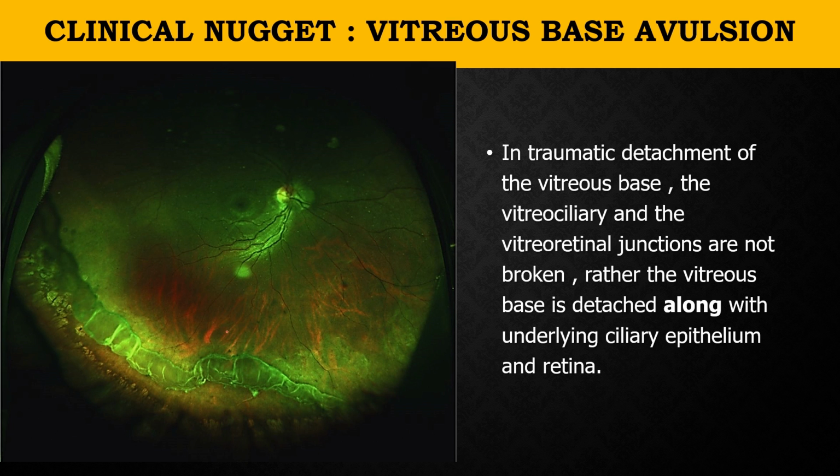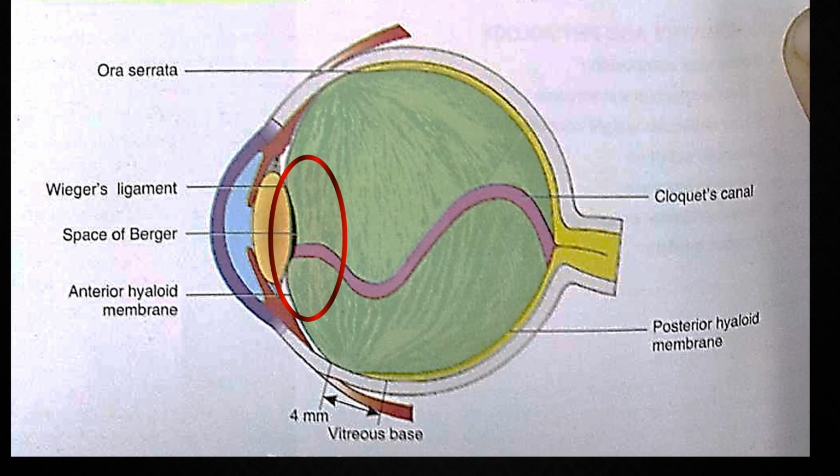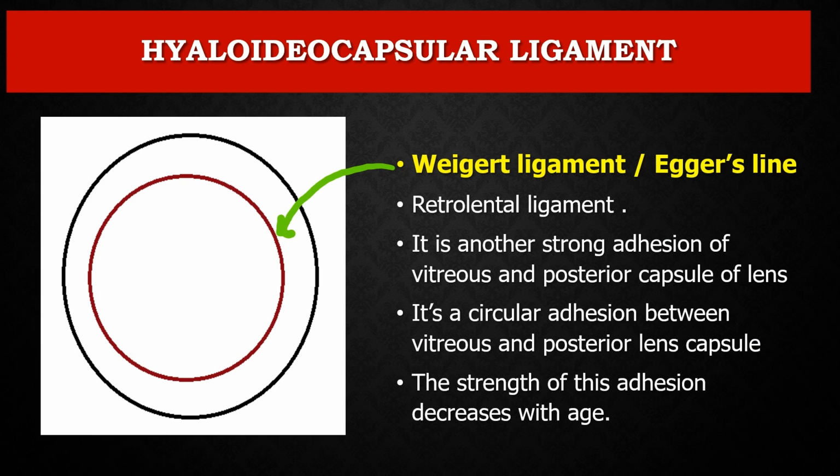So in vitreous base avulsion, along with the vitreous, a portion of the ciliary epithelium and the retina are also going to get detached, right? This happens in trauma. Now, coming to the next strong adhesion of the vitreous, and that is the Weigert ligament, also known as the hyalocapsular ligament.